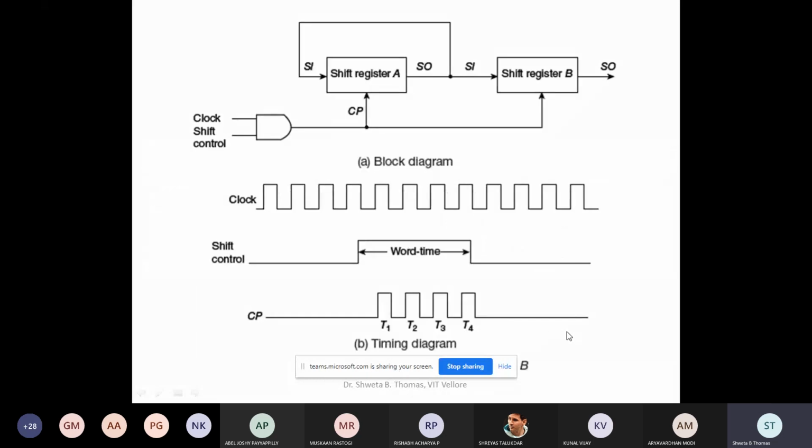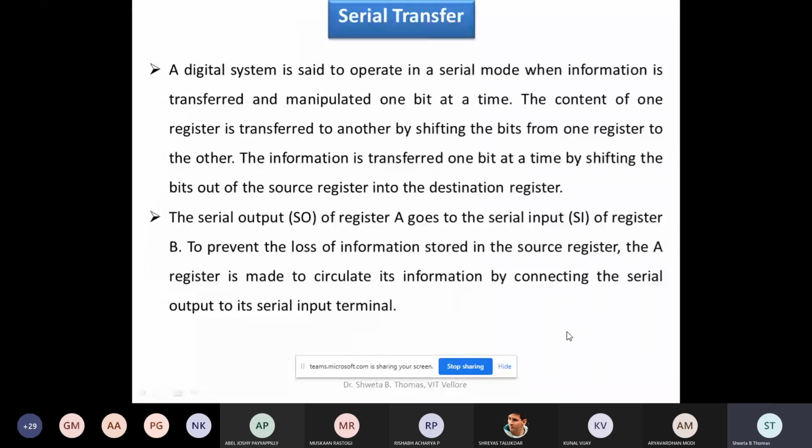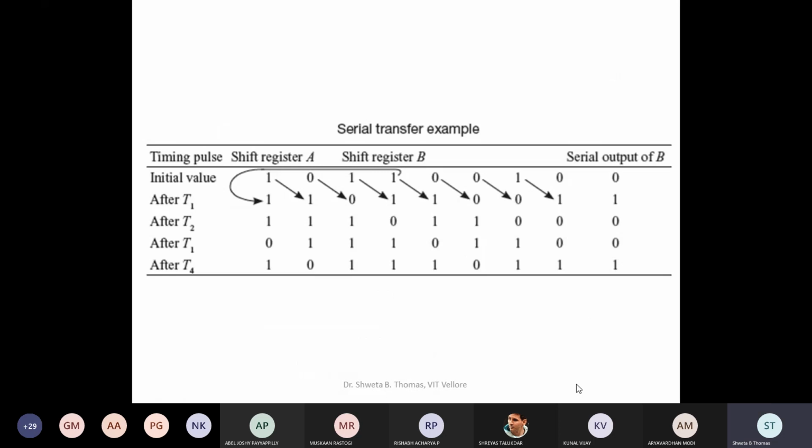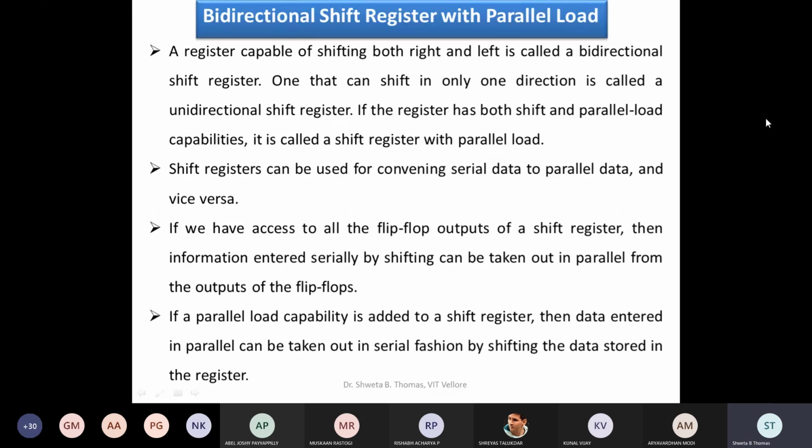So in the last class, we have done till this. We started the shift register and we discussed how it is working. And for this shift register, we have discussed this serial transfer also, how serial transfer happens in a shift register. So next we'll go for the bidirectional shift register with parallel load.